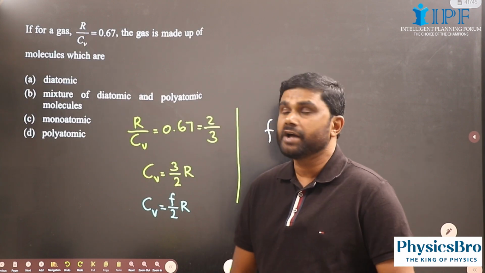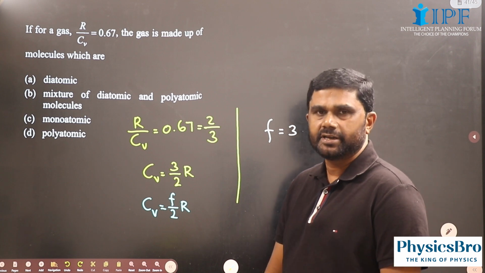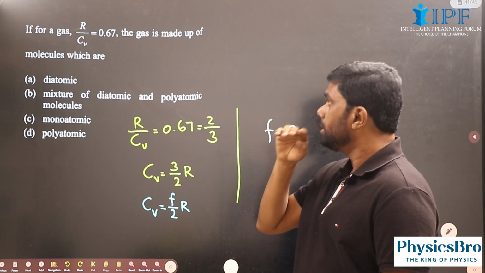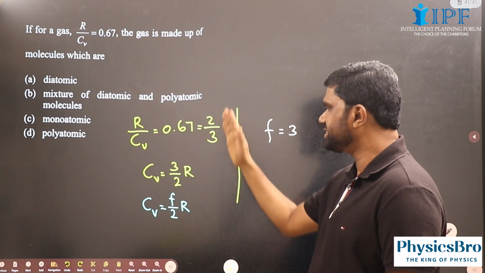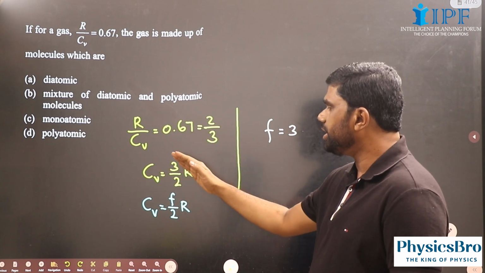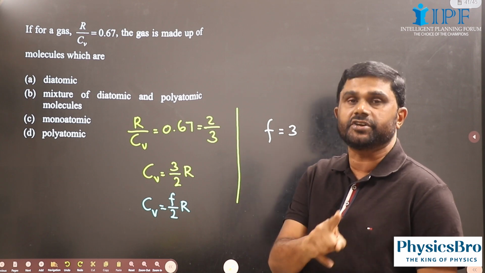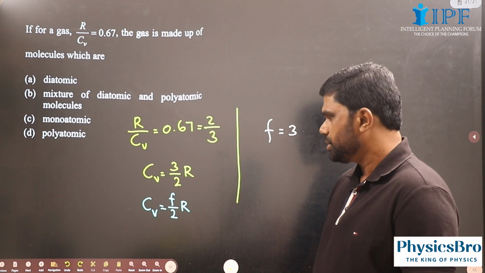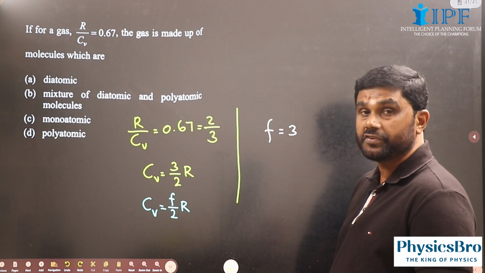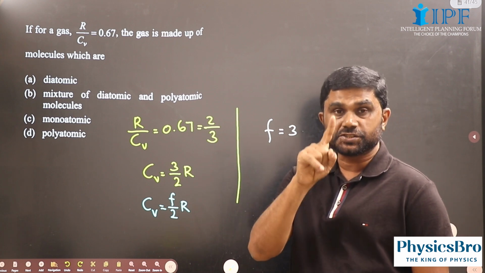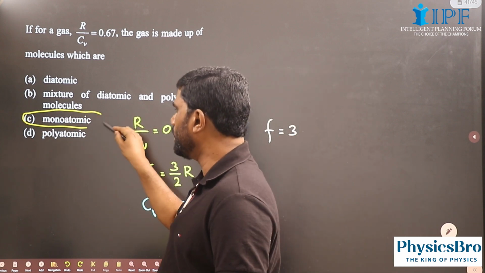Now here we have a beautiful question, that is if for a gas R by Cv is 0.67, it can be written as 2 by 3. The gas is made up of molecules which are, see, R by Cv is 0.67 or 2 by 3 and we will get Cv equals 3 by 2R. See the general formula for Cv, that is F by 2R. So F by 2R is given as 3 by 2R. Means F, the number of degrees of freedom is 3. So the gas must be monoatomic.